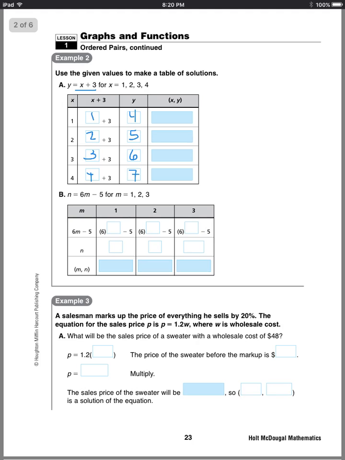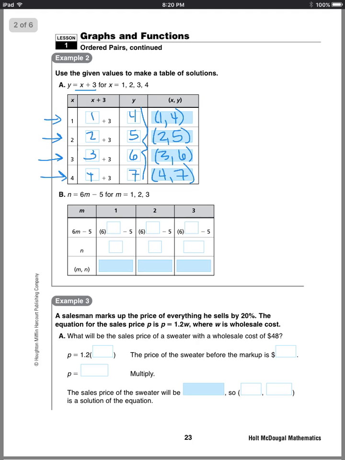And then you're going to write that as an ordered pair. You're going to put your x first, which is here, followed by what you got for your y's over here. So when x was 1, y is 4. When x is 2, y is 5. When x is 3, y is 6. And when x is 4, y is 7.